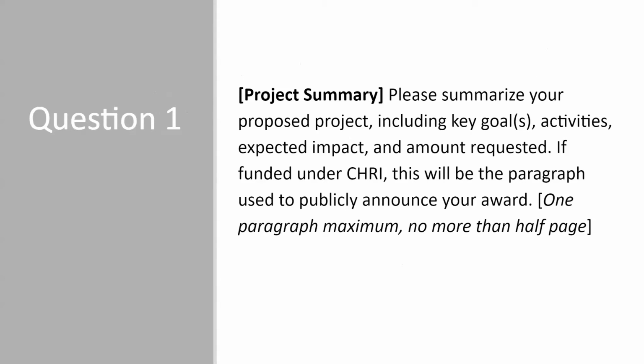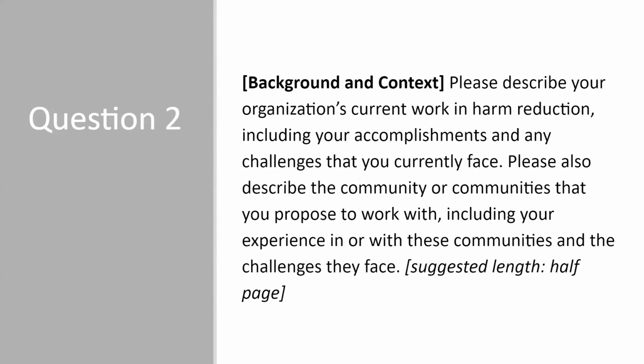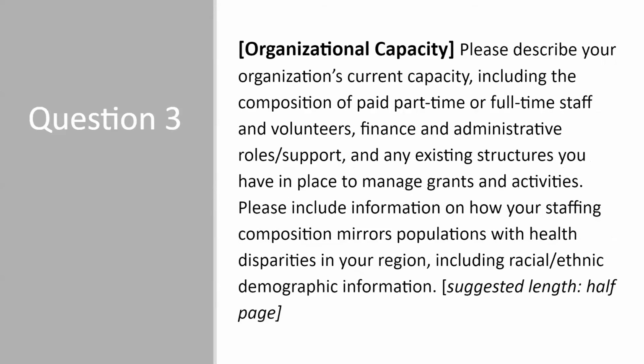So on question 1, which is the project summary, we're asking you in 1 paragraph to summarize your project and include your key goals, activities, expected impact, and your amount requested. And if your project is funded, that will be the paragraph we'll use to announce the award. For question number 2, in background and context, we're asking you to describe your organization's current harm reduction work, including your accomplishments and challenges that you currently face. Also describe the communities you propose to work with, including your experience working with them and challenges they face. You can move to question number 3.